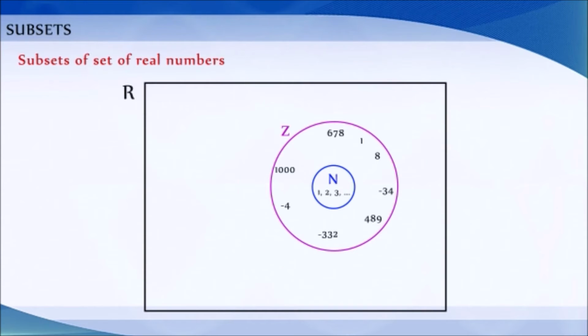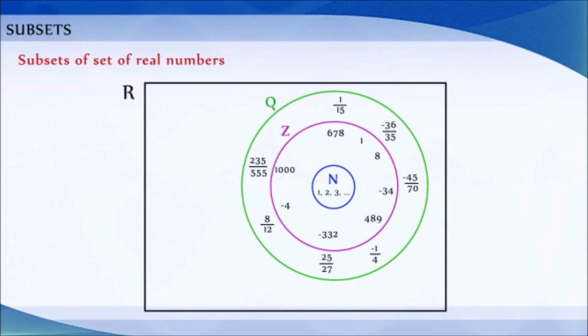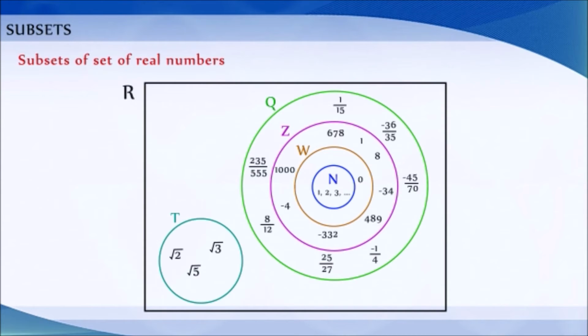Subsets of set of real numbers. There are many important subsets of real numbers: the set of natural numbers, the set of integers, the set of rational numbers, the set of whole numbers, and the set of irrational numbers.